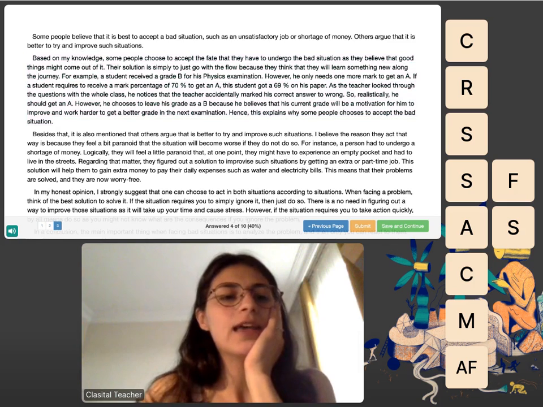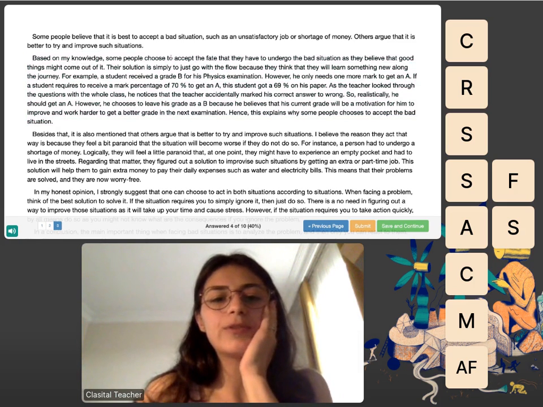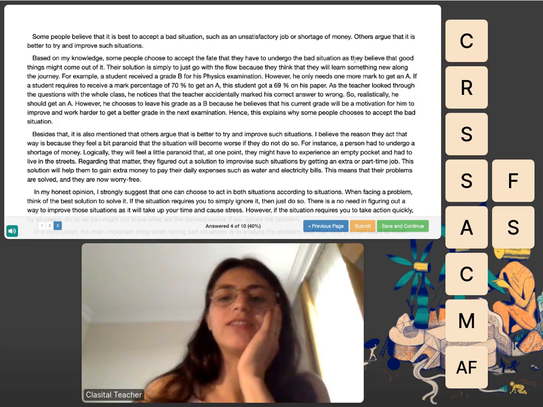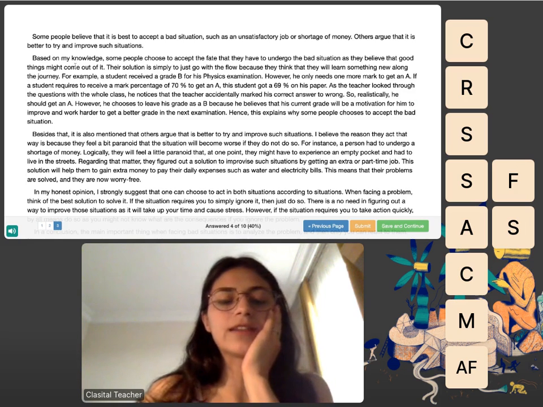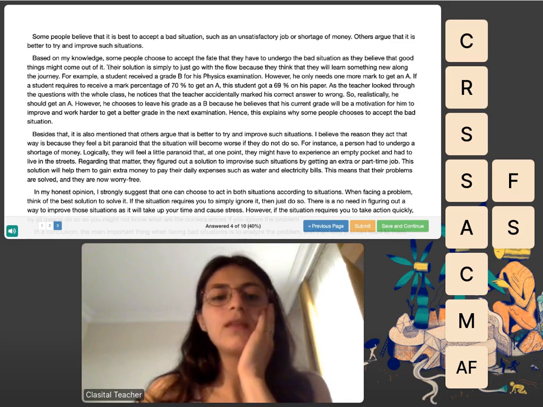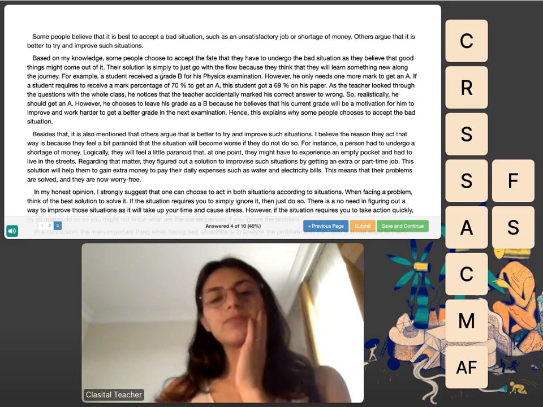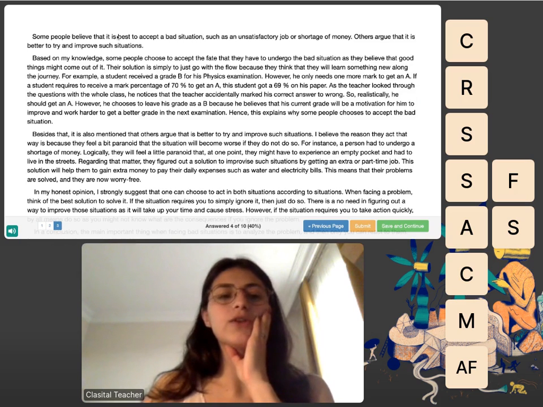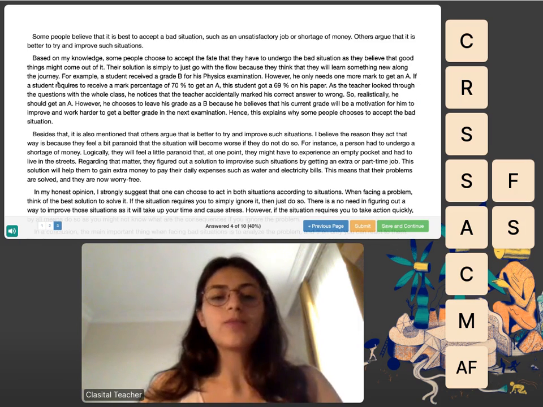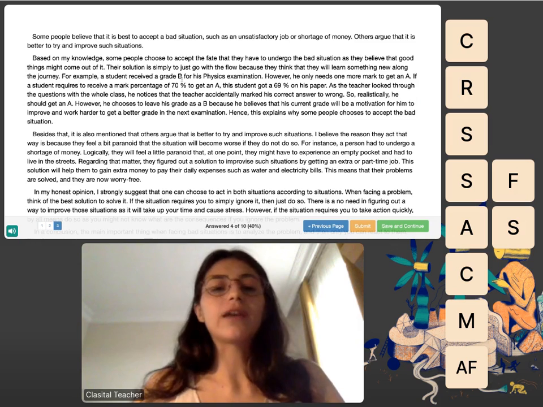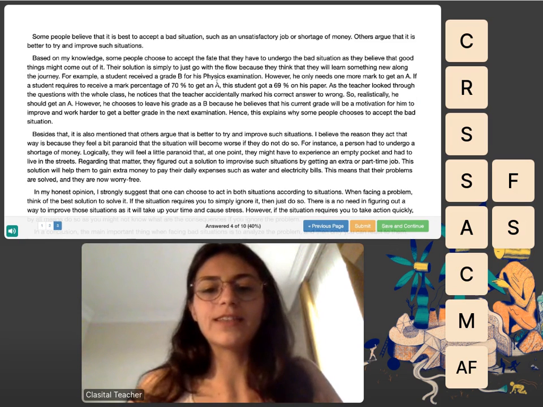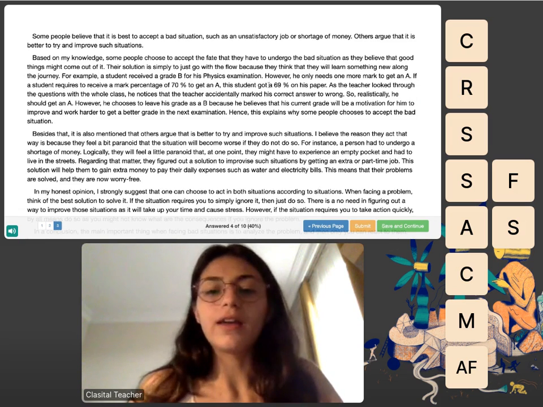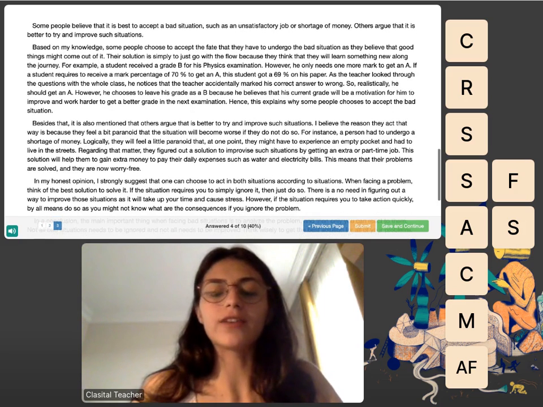Let's read that. It says, based on my knowledge, some people choose to accept the fate that they have to undergo the bad situation as they believe that good things might come out of it. And their solution is simply to just go with the flow because they think they will learn something new along the journey. For example, a student received a grade B for his physics examination. However, he only needs one more mark to get an A.